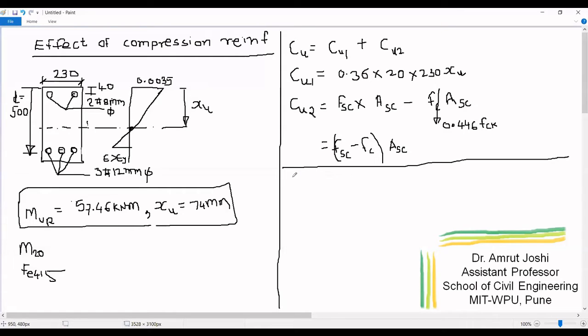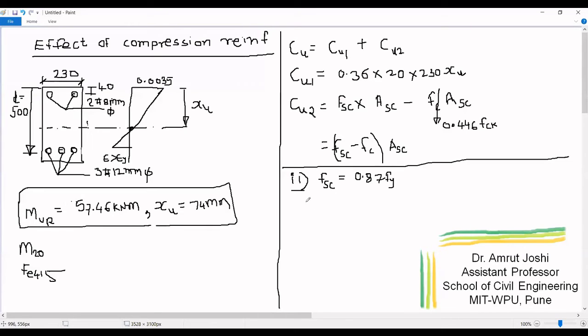So I will assume with the iteration number 1. So I will call it as I1. In iteration number 1, I will assume FSC to be the maximum possible value in compression steel, and that value is 0.87 Fy. So let us assume that FSC is equal to 0.87 Fy. Now if I substitute this 0.87 Fy as FSC, 0.446 FCK as FC, area of compression steel is already known. It is 2 times pi by 4 into 8 square.